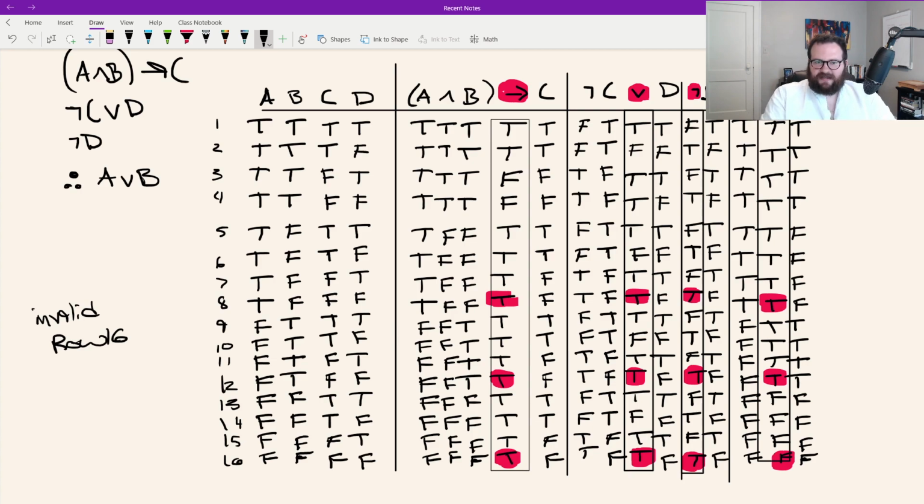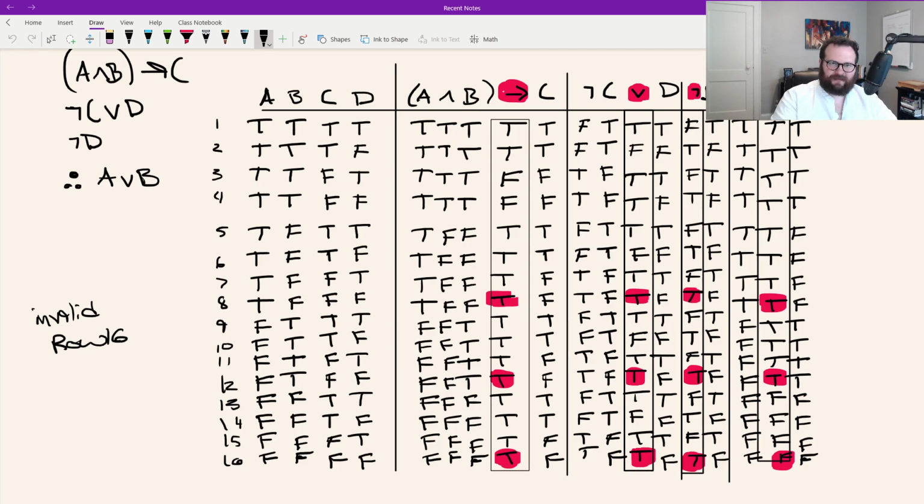Second premise says, it's not the case that C or D. But premise 3 says not D, which means the only way for that disjunction to be true is for not C to be true. So we know that C is going to end up being false. Okay. We have gathered some information, right? C is false. Okay, well, what can we do with that?